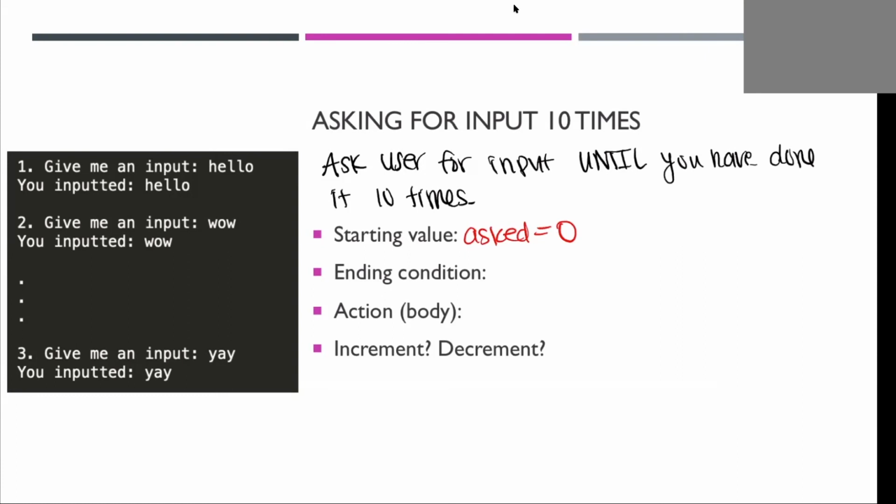Another thing that you could think about is probably like the increment or the decrement. You ask once each time. So it's like once, once, once, once. So that indicates that your incrementation could be adding 1 each time. And in terms of the ending condition, you want to keep asking until you have asked 10 times. So that just means that you're going to keep asking while it's less than 10. And the action that you're doing each time is just asking.